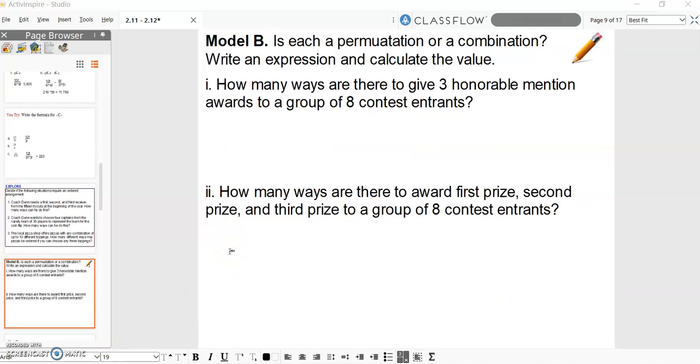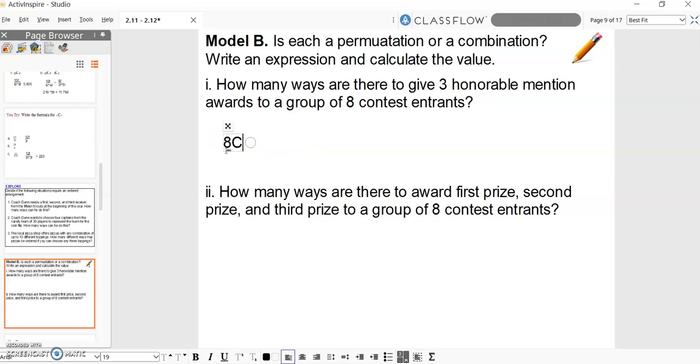Model B, is each a permutation or a combination? Write an expression and calculate the value. How many ways are there to give 3 honorable mention awards to a group of 8 contest entrants? So we're not actually giving these people a place in the contest. There's honorable mentions like that. You have done well enough to be mentioned as a person that, I guess, did great. So this would be a combination.